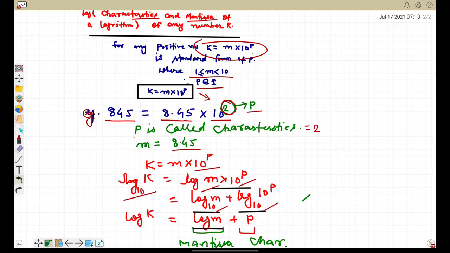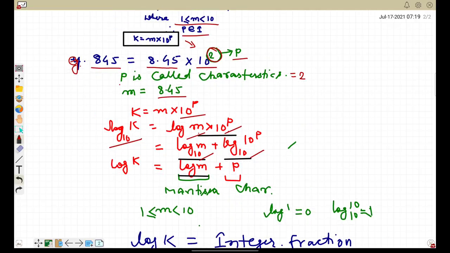In the next step, we can try to find the value of log m. Our m must lie between 1 and 10, as we have discussed here. So log m value always lies between 0 and 1, because as we know log 1 base 10 is equal to 0, log 10 base 10 is equal to 1. So as we move, log 2 is 0.3, log 3 is more than 0.3. So in this way, as we move from 1 to 10, our value increases from 0 to 1, not exactly equal to 1 until log 10 base 10.